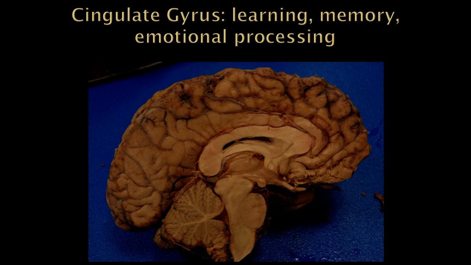All right, so up here we have the cingulate gyrus, and so remember, as far as a system, the cingulate gyrus is part of the limbic system. So we've said it's part of Papez circuit, so it is important for memory, but it's also very important for emotions and emotional processing.